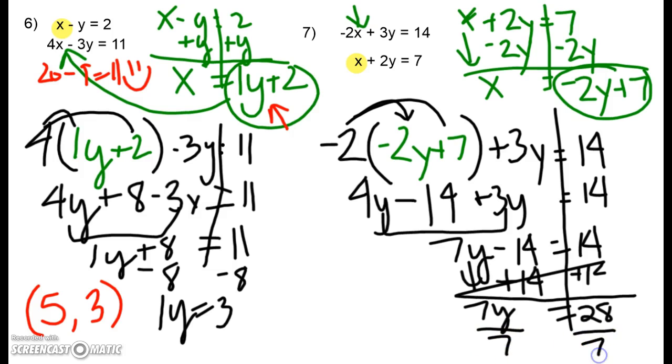So y equals 4. I'm using a little pen on here and it's not working very well. Okay, so now let's go back up into here. Well, if y is 4, negative 2 times 4 is negative 8, plus 7, negative 1. Let's check that up into the original. Negative 2 times negative 1 is 2, plus 3 times 4 is 12. That gives me 14. Yes!